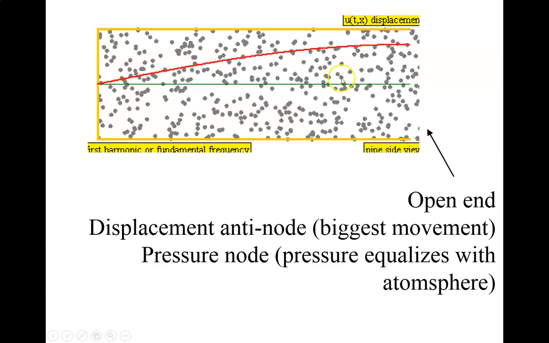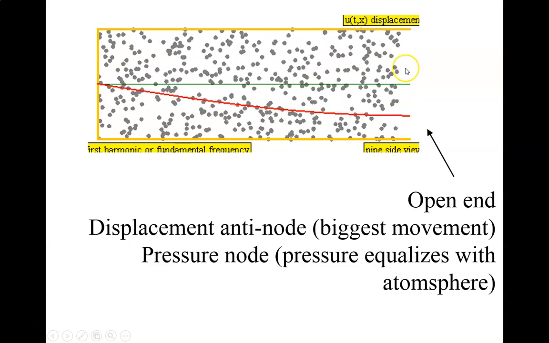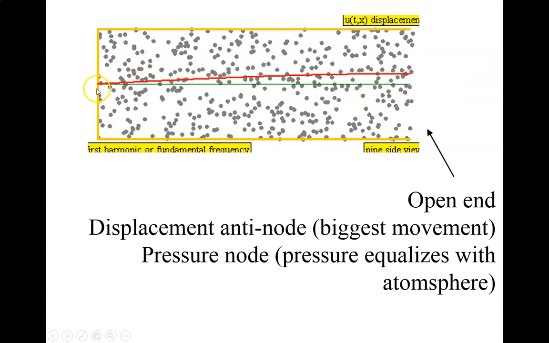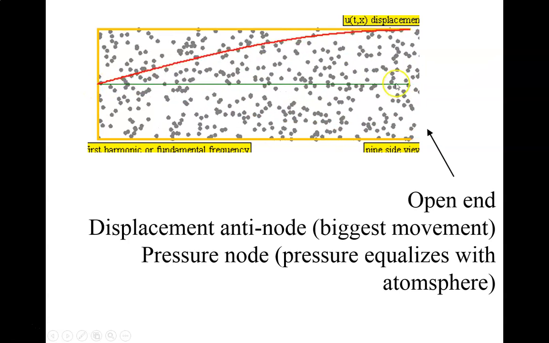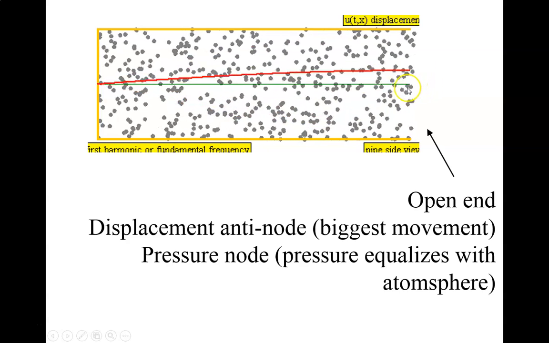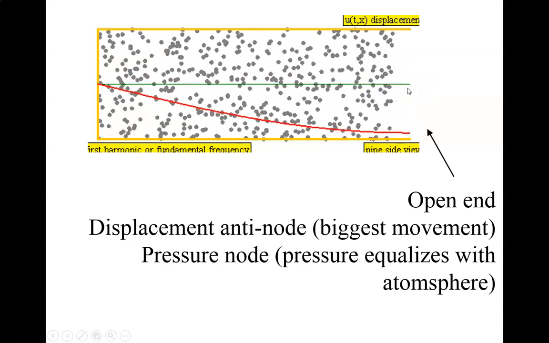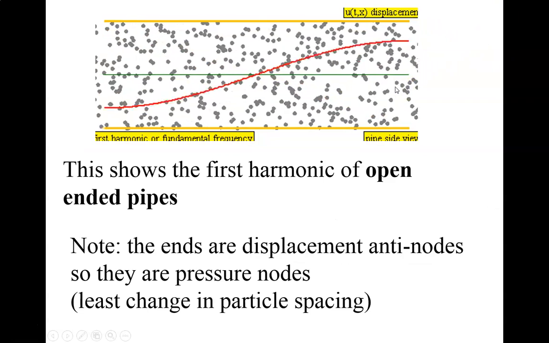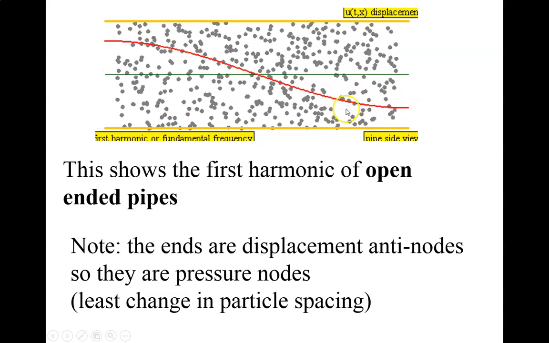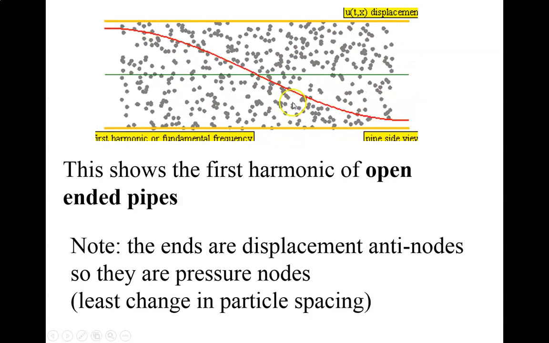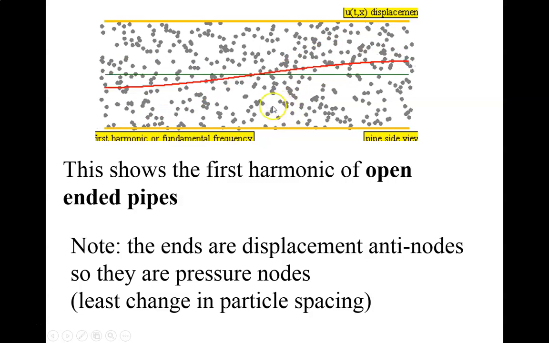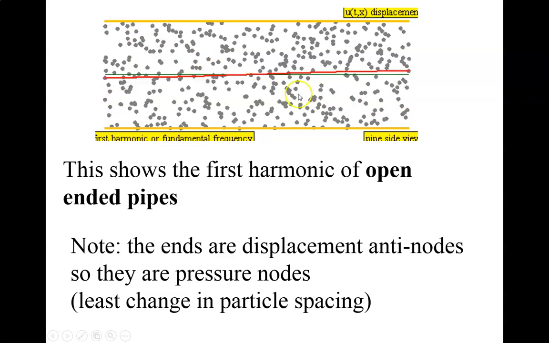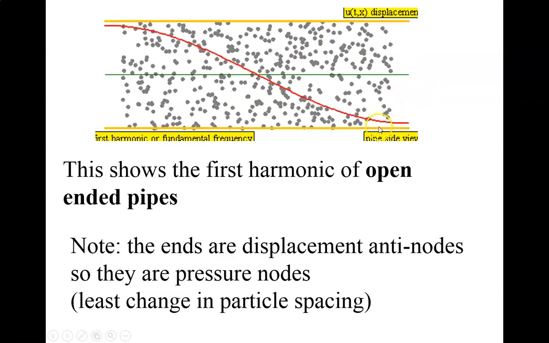On the other side, an open end, this is a displacement antinode. This is where the air is moving the greatest left and right, as opposed to over here, which is a node, and it is a pressure node, because the pressure remains at air pressure. So this shows the first harmonic of open-ended pipes. You've got the greatest displacement at the ends.